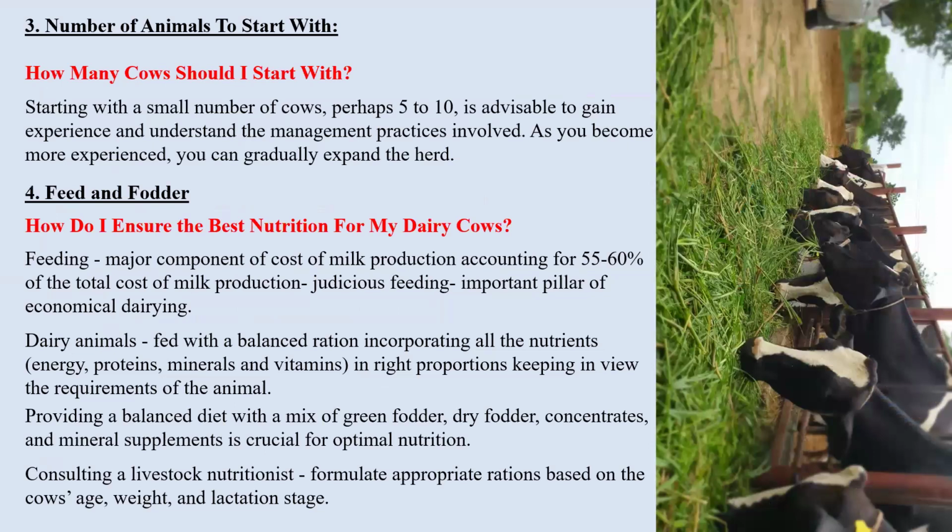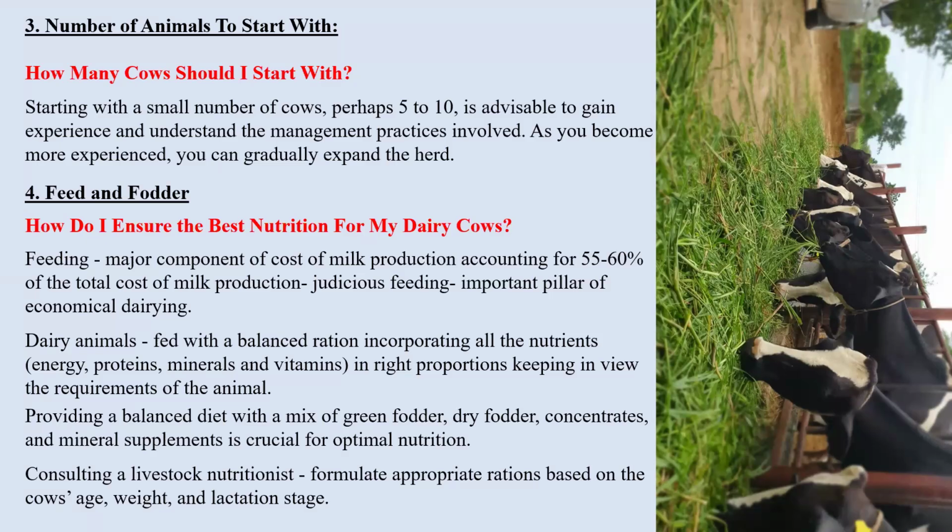And the next one is the number of animals required. To set up a profitable dairy unit, the minimum number of animals required is around 5 to 10. For a minimum, first we should manage the animals with a smaller number, and only then can we build a dairy unit of larger quantity.